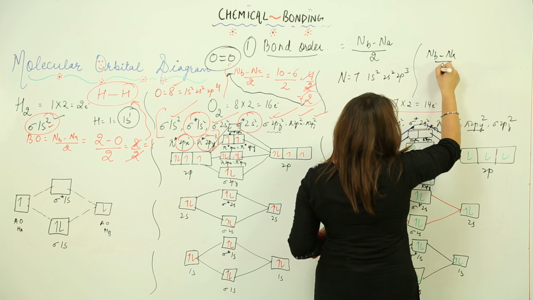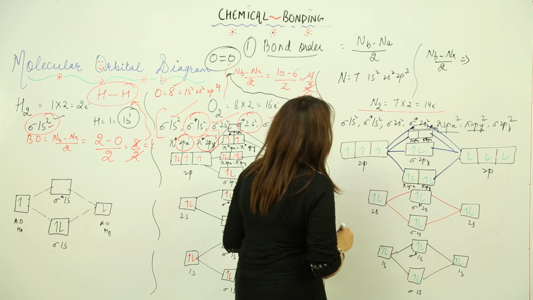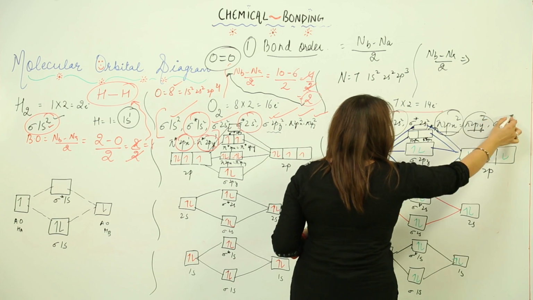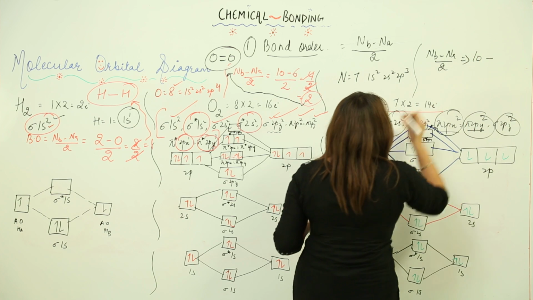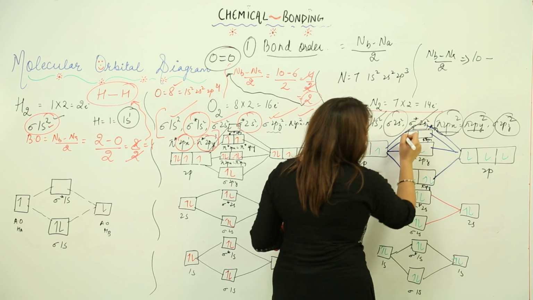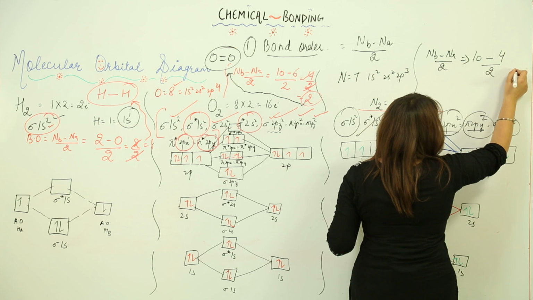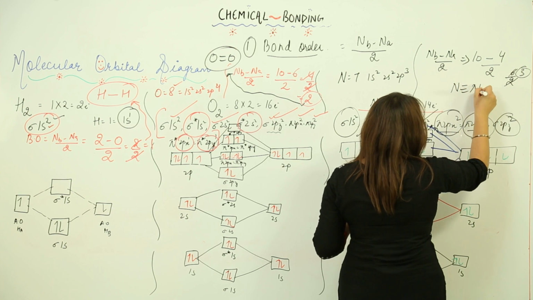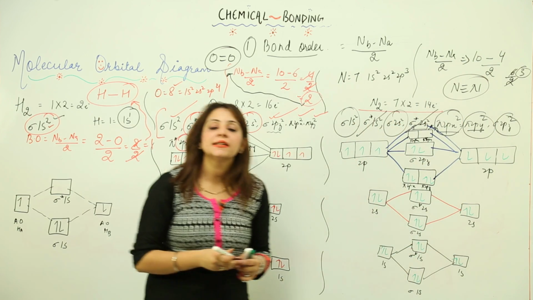Bonding minus anti-bonding divided by 2. Let's count the bonding ones: 2, 4, 6, 8 and 10. And anti-bonding: 2, 4. So it comes out to be 3, and it's also absolutely right, because we know that in the nitrogen molecule there is a triple bond.